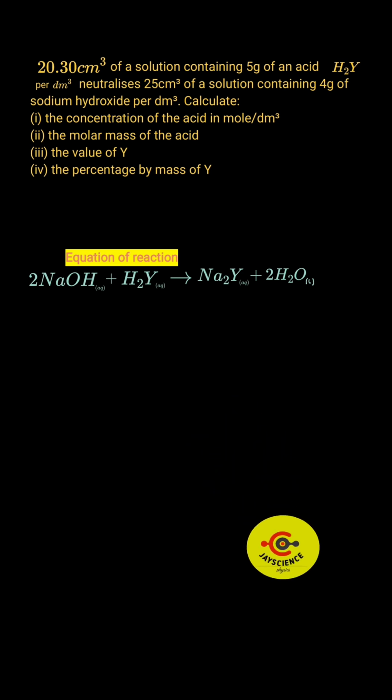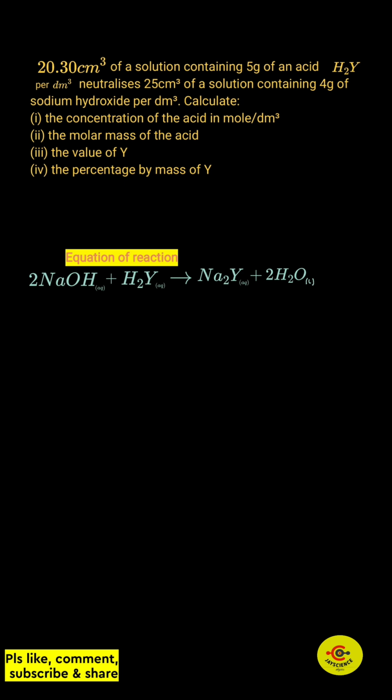First things first, get the equation, which is your acid reacting with your alkali to produce salt and water. So you got that on the screen and you balance that out. To get the concentration of the acid, what do we do? We get the molar mass of sodium hydroxide, that is 40. Sodium has a relative atomic mass of 23, oxygen 16, hydrogen 1, and you do the math.